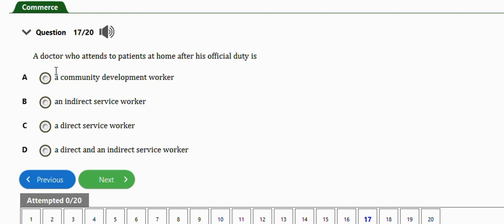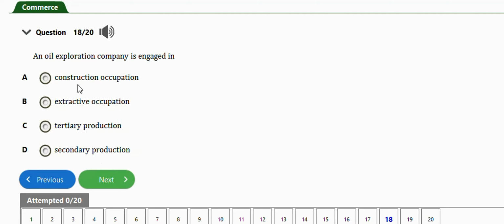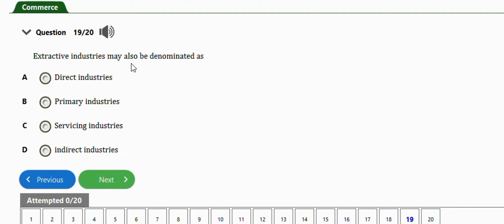Next question. A doctor who attends a patient at home after his official duty is a community development worker, an indirect service worker, a direct service worker, a direct and an indirect service worker. The right answer is option C, a direct service worker. Next question. An oil exploration company is engaged in extractive occupation. Option B. Okay, next question. Extractive industry may also be denominated as primary industry. Option B. The right answer.